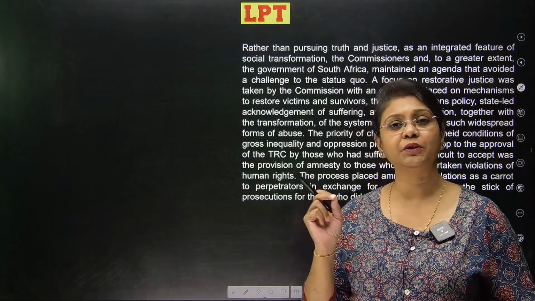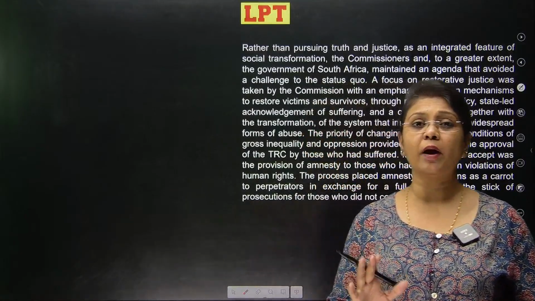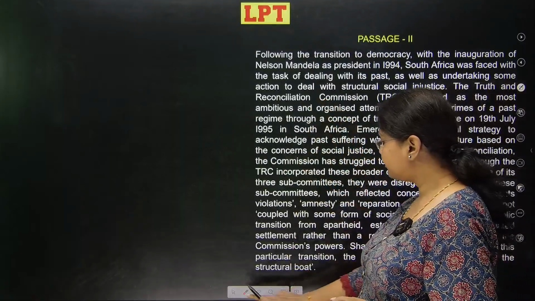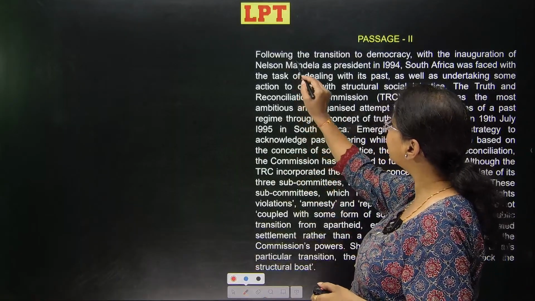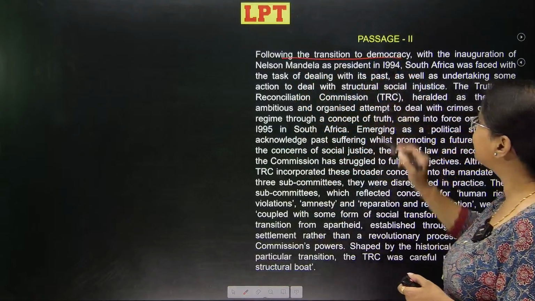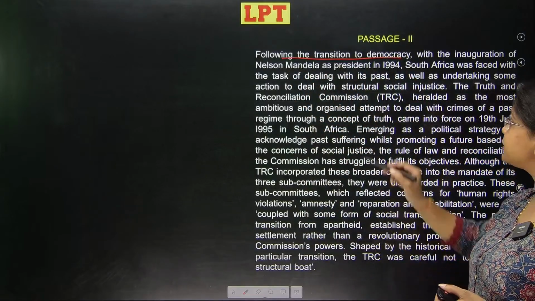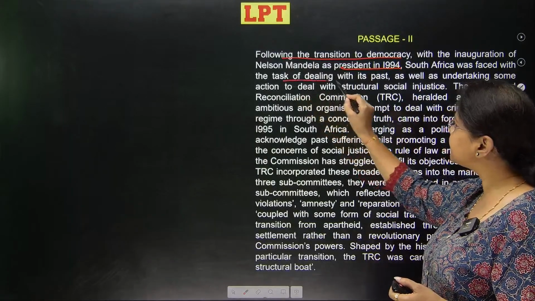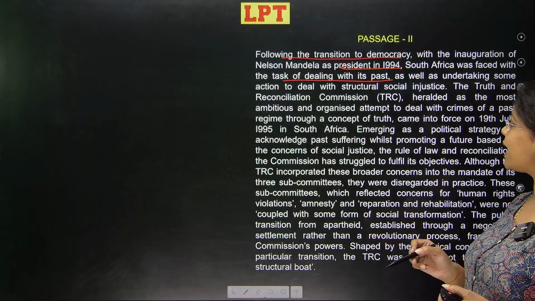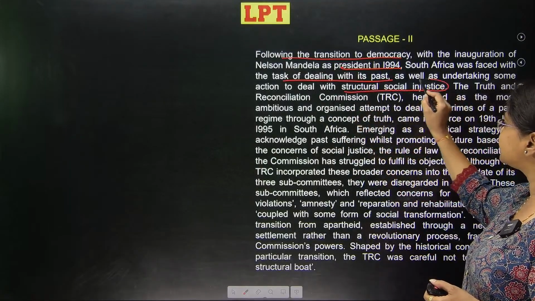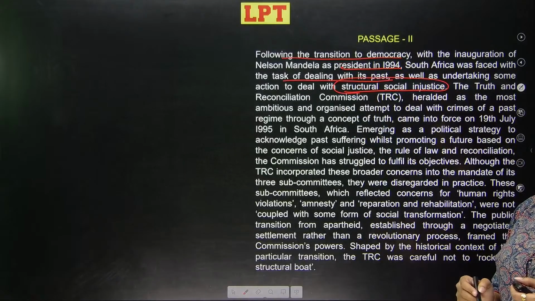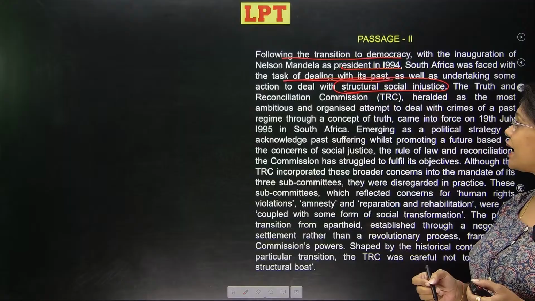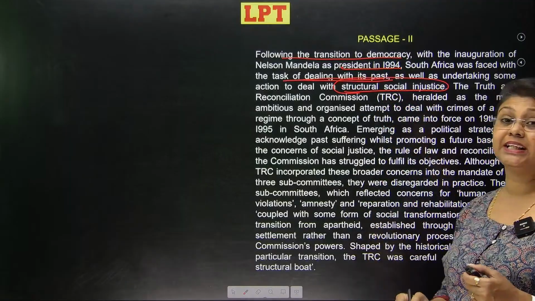Alright guys, so I hope that you have read the passage. Let us quickly discuss the main points of the passage before we go to the questions. So it says what? It says following the transition of democracy with the inauguration of Nelson Mandela as president in 1994, South Africa was faced with the task of dealing with its past, as well as undertaking some action to deal with the structural social injustice. So we are talking about South Africa here, and we're also talking about the task of dealing with its past as well as undertaking some action to deal with the structural social injustice, right?